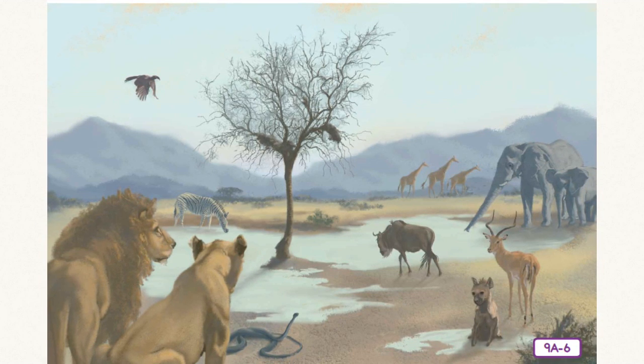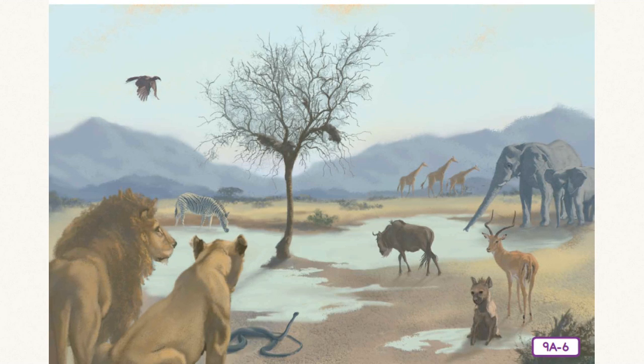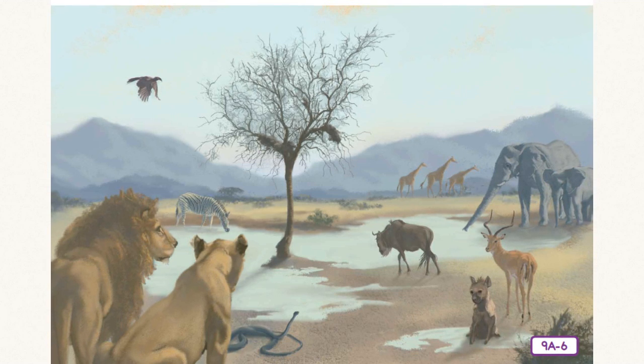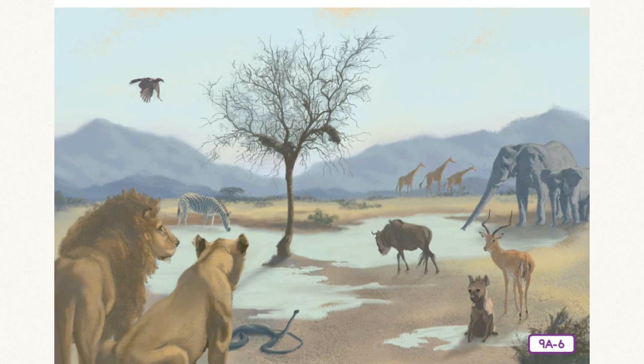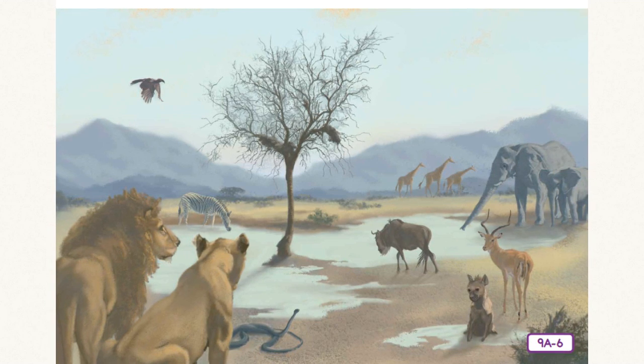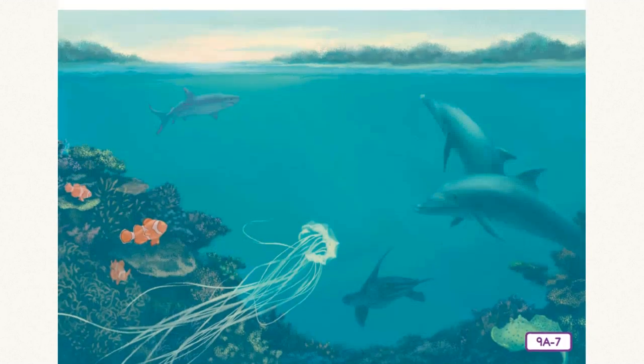Birds like the hornbill and the kori bustard live there as well, and venomous reptiles, snakes, like the gaboon viper and the black mamba are deadly to their prey in the savannas.